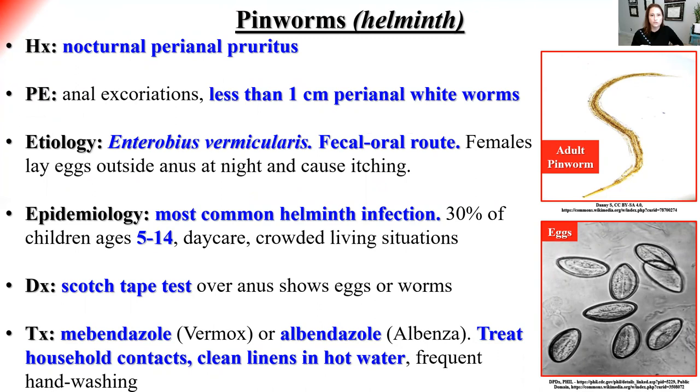And so the child, since it's more common in children, scratches around the anus and then puts their finger in their mouth in the morning. And that's why you have this transmission. So nocturnal perianal pruritus is very specific for pinworms.